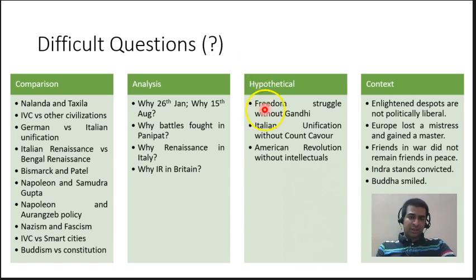Or how the Italian unification would have been different without Count Cavour, or how German unification would have been different without Bismarck, or how the American Revolution would have been different without the intellectuals. Again, all these are hypothetical types of questions. What would have happened if the Industrial Revolution had not taken place? What would have happened if the Renaissance had not taken place? What could have happened in the freedom struggle if the Bengal Renaissance had not taken place? Again, these are all hypothetical questions which I am generating.